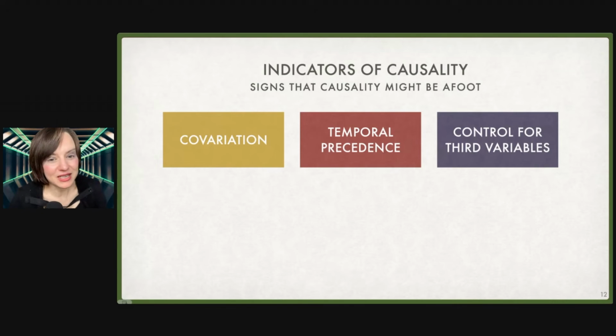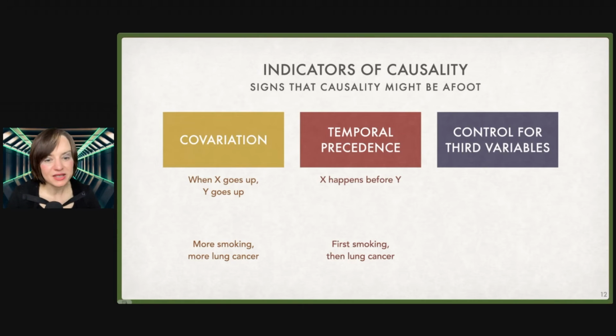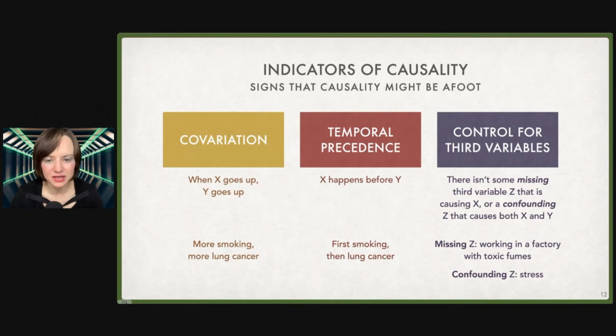Three signs we have causality afoot. Covariation: when X goes up, Y goes up. More smoking, more lung cancer. Temporal precedence: X happens before Y. First we have to smoke, then we have lung cancer. If we have lung cancer and then we're smoking, that challenges our causal ideas. And control for third variables. This is a big one.